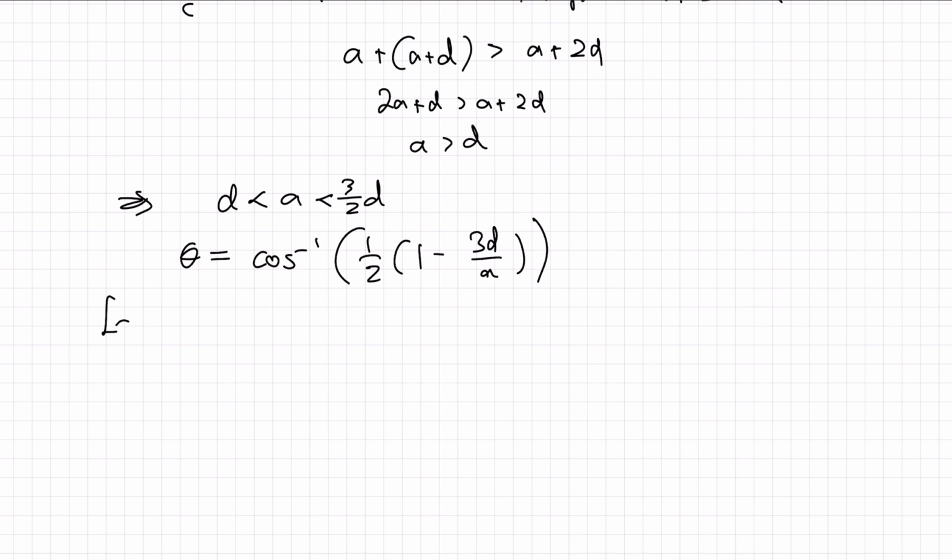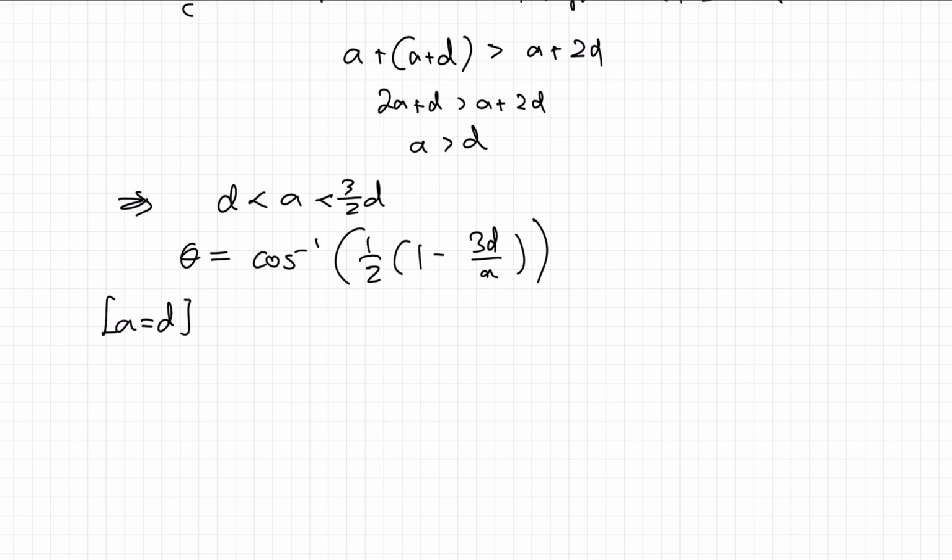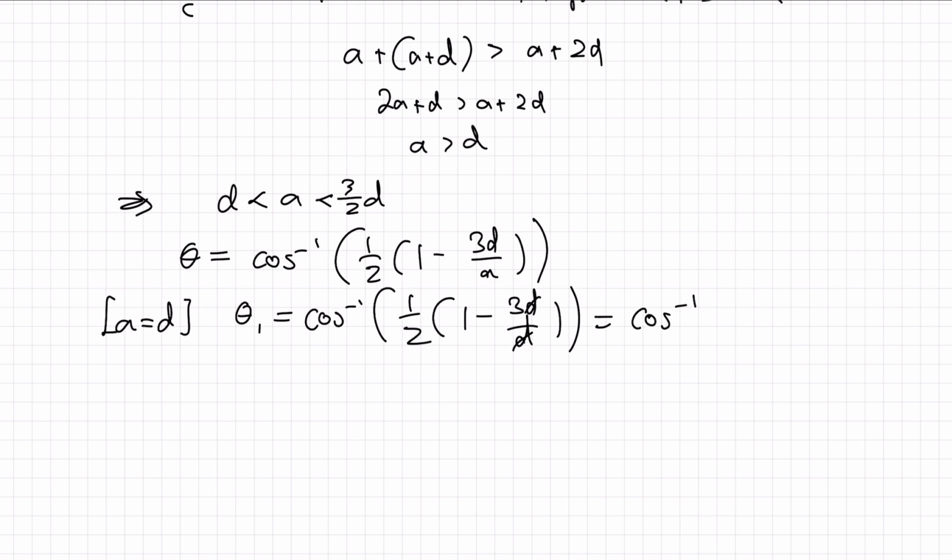So let's substitute in A as D. Also note that cos is a descending function in the range we're interested in. So the lower value of A should give us the higher value of this, which is going to give us the lower value of this. So it's going to give us a higher value of theta. But we don't have to worry about that too much. Let's just substitute in the values and see what we get. So 1 minus 3D over D, the D's cancel out. 1/2 multiplied by minus 2, which is arc cos of minus 1, and that is just 180 degrees.